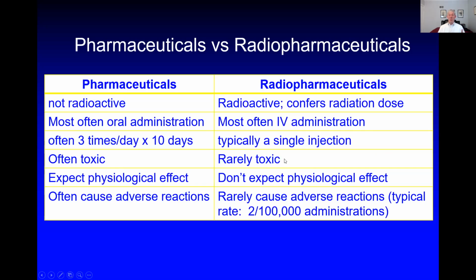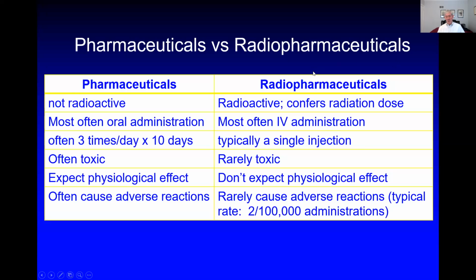Our drugs are rarely toxic. They rarely cause adverse reactions. So we don't expect any kind of effect. And in fact, there's an adverse reaction registry run by the Food and Drug Administration, and people all over the United States submit reports whenever they encounter an adverse reaction.